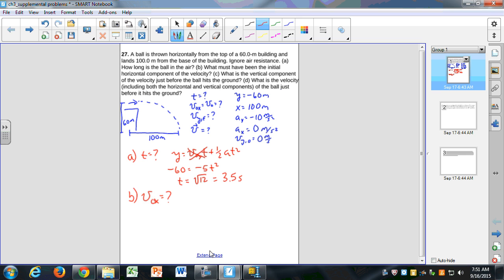Right. So we know that our x is equal to v naught x times t. So I can find v naught x is just x over t. So x is 100 meters over 3.5 seconds. That's equal to 29 meters per second.